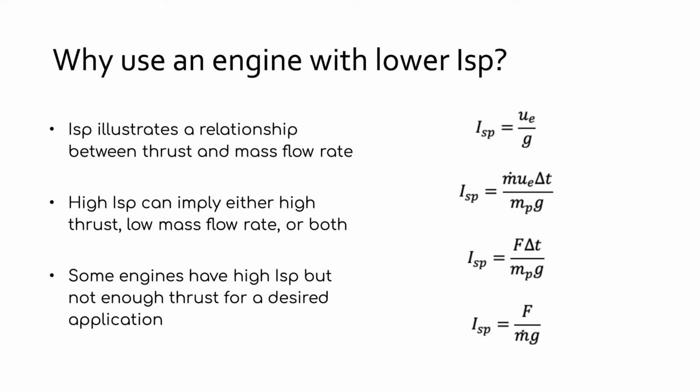If ISP tells us about the efficiency of an engine, do we always want to use an engine with the highest ISP? Why would a mission leverage an engine with lower ISP? Rearranging the definition of ISP that we derived previously, we reach an expression in terms of thrust, mass flow rate, and the gravity on Earth's surface. To maximize ISP, we can maximize thrust or minimize mass flow rate. Ideally, we would do both. In reality, we have to prioritize how we want an engine to perform based on the mission parameters.